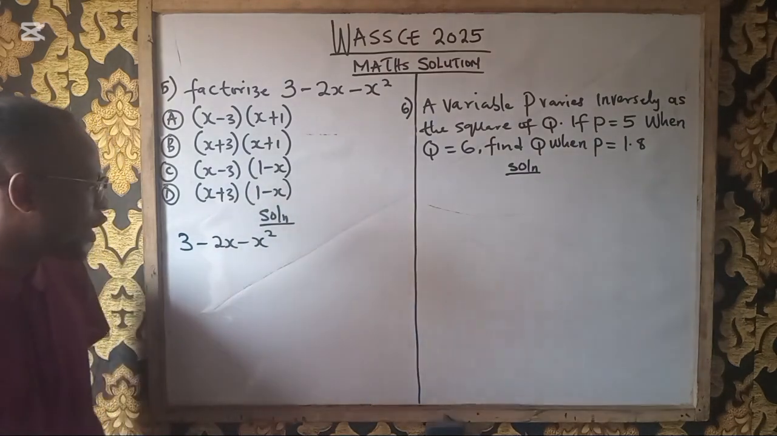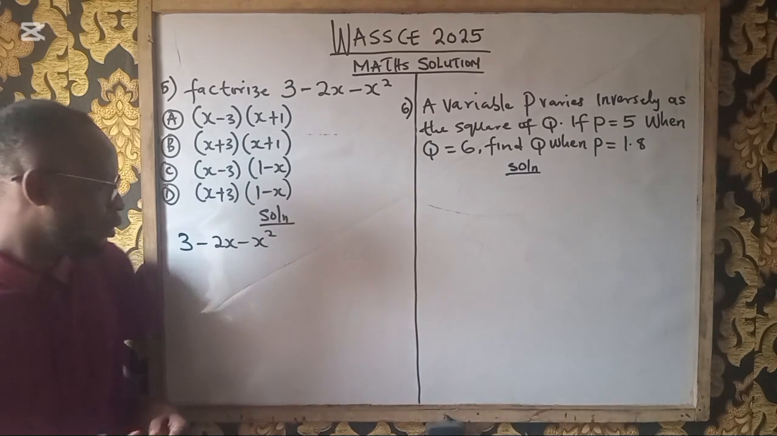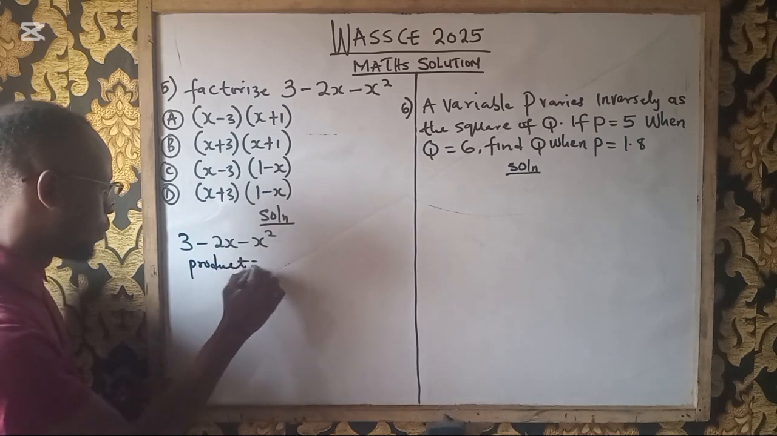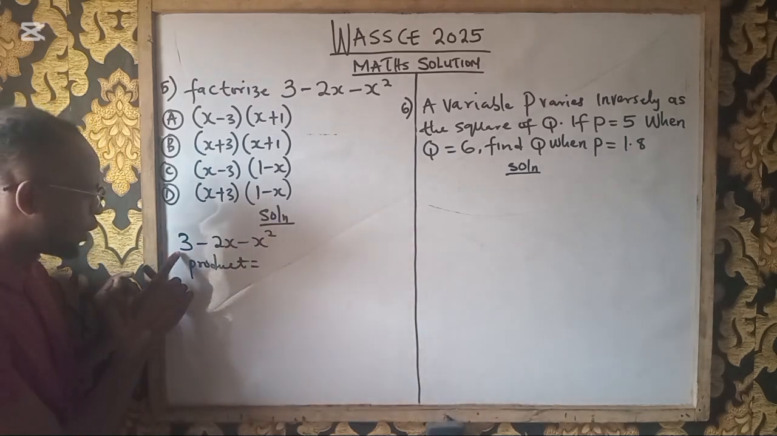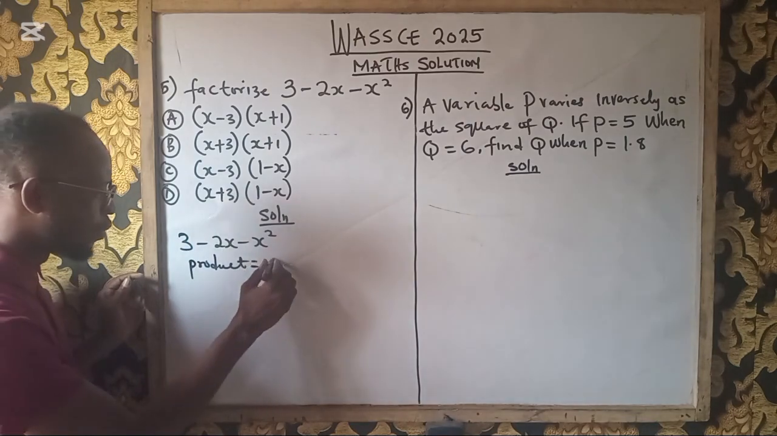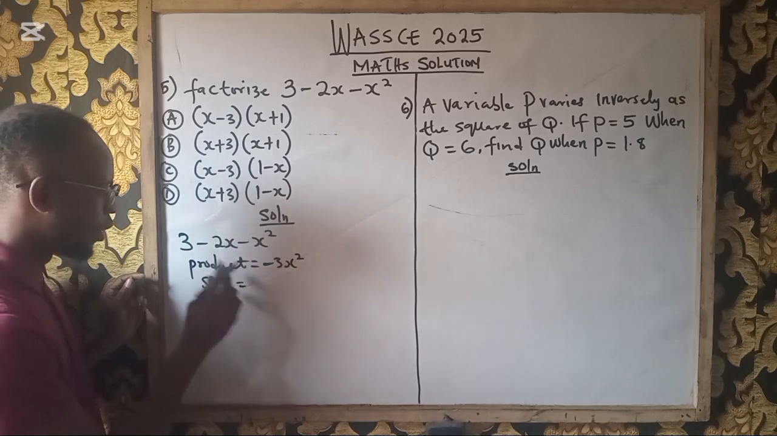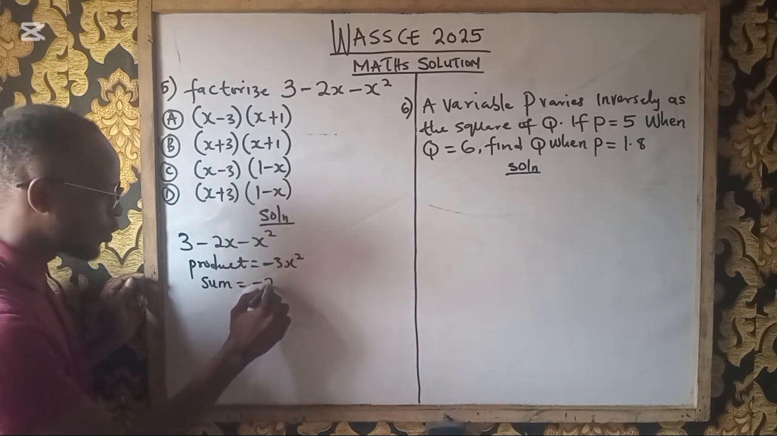Now, it is factorized by getting two things. You find the product. The product is determined by multiplying this one with this. That will give us minus 3x squared. Then you look for the second one, which is the sum. The sum is the value at the middle, which is minus 2x.